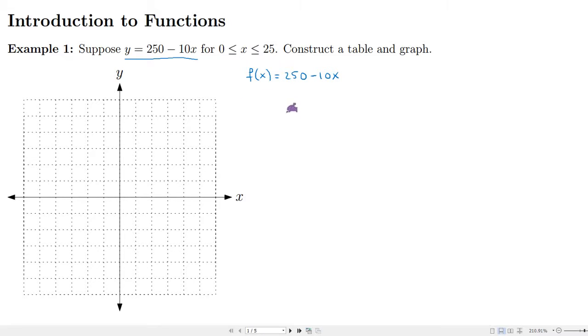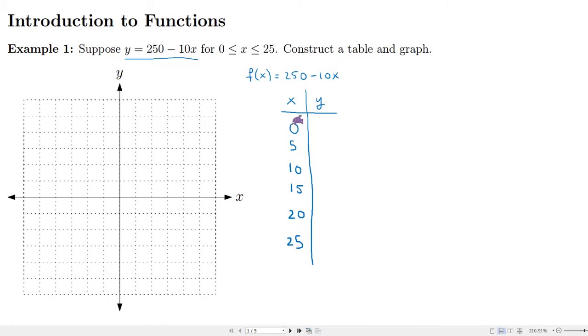First let's follow a similar strategy that we did before, which is you can construct a table. So we're going to look at the values of x and y ranging over this. Since x is only allowed to range between 0 and 25, maybe let's use increments of 5. So 0, 5, 10, 15, 20, and then 25.